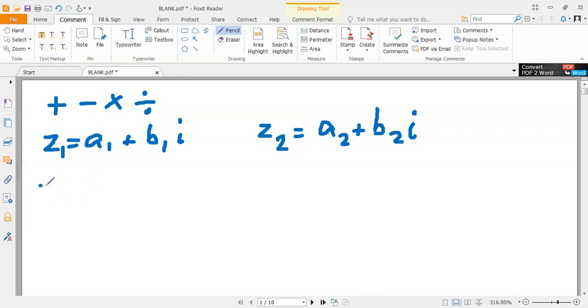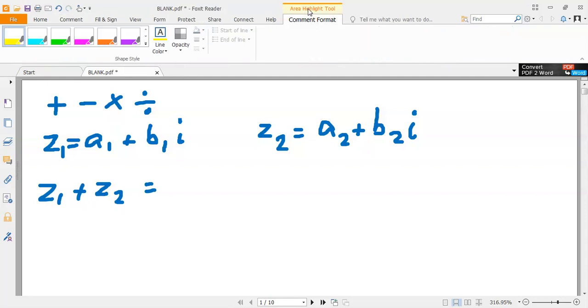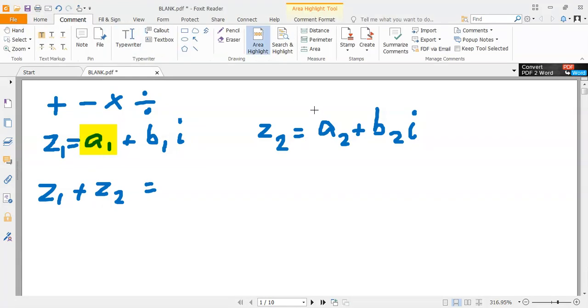Now, addition of complex numbers is pretty easy. We just add the real part and the imaginary part separately. So when we want to find Z1 plus Z2, we look at the real part of both complex numbers. Let's highlight them to make it pretty. Let's take the color yellow, and we'll highlight the real part of this complex number, and then the real part of this complex number.